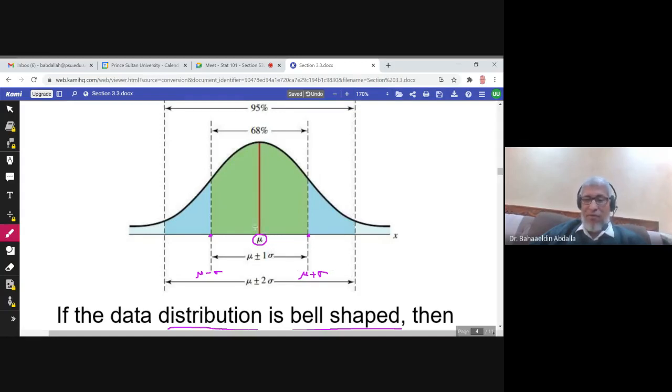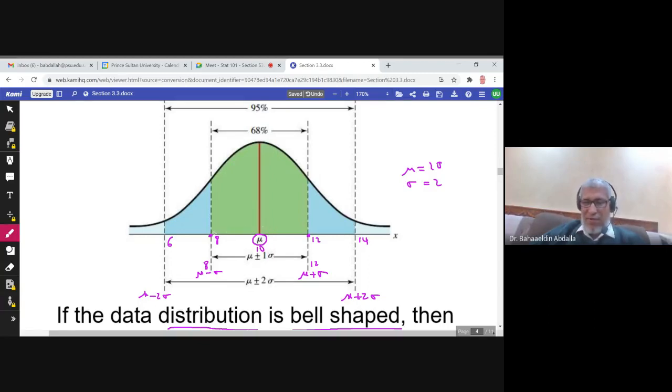So for example, if mu is 10 and sigma is 2, this would be 10, this would be 12, and this would be 8. Now if you go another standard deviation to the right of the mean, you will reach the point mu plus 2 sigma, which is 10 plus 2 times 2, that's 14. So this would be 14, this is 12, this is 10, and this is 8. If you go 2 standard deviations to the left of the mean, then you have 10 minus 2 times 2, 10 minus 4, which is 6. Okay, so this is an example of how we use the standard deviation as a measure of the distance from the mean.